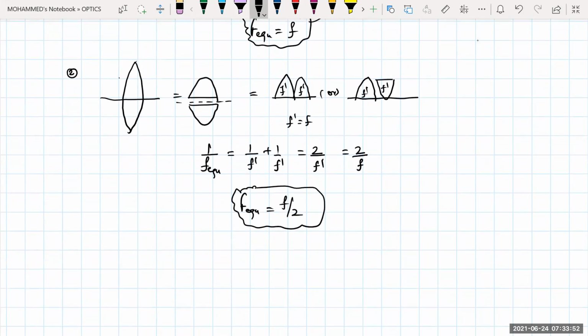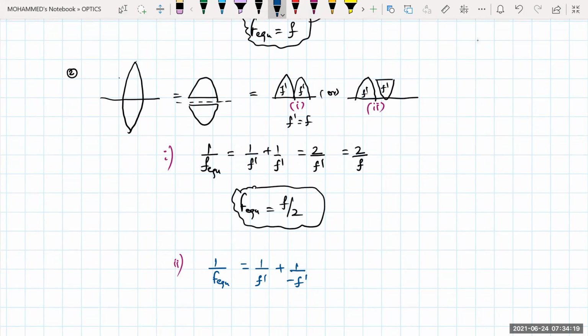Okay. Now the second case. This is your first case, let's say. This is for your first one and this one is for your second one. So this answer is for the first one. If I'm doing for the second one, if I'm taking the relation, 1 by F equivalent will be equal to 1 by F dash plus, another one will be minus of F dash, because another one will be acting as your concave.